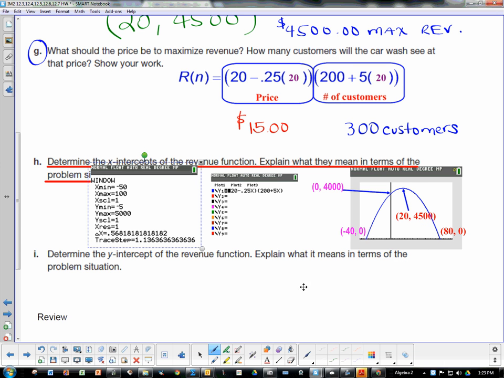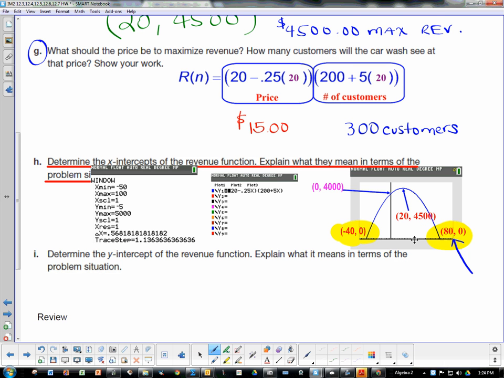It's asking for x-intercepts and to explain what they mean. Here are the x-intercepts. Let's highlight them. Here's an x-intercept and here's an x-intercept. Let's talk about this 80, 0. Really, the 80, 0 just means 80 would be the number of price reductions. So when you reduce the price 80 times, at 25 cents each reduction, the revenue is going to be 0. So you're not going to make any money. You've reduced the price so much that you're not going to make any money.